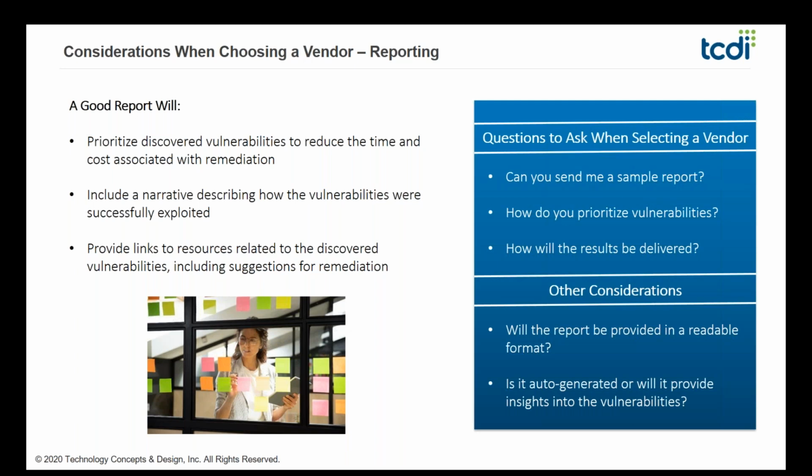How are the vulnerabilities prioritized? Do they give you a set of recommendations outside of the vulnerability data, or is it just the vulnerability data? As well as simple things like, how are the results delivered: PDF formats, spreadsheets, or a combination of both? Will the report be in a readable format? Is it auto-generated?